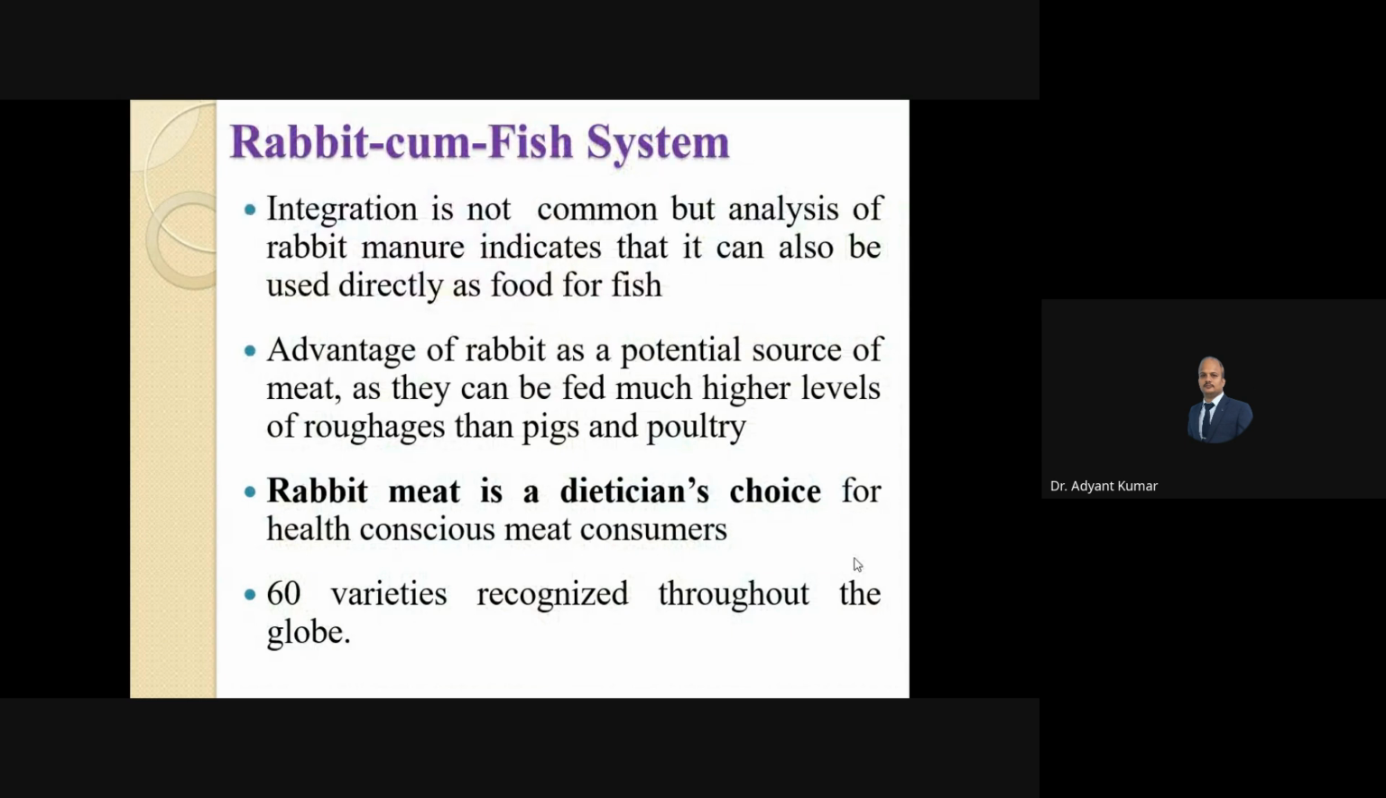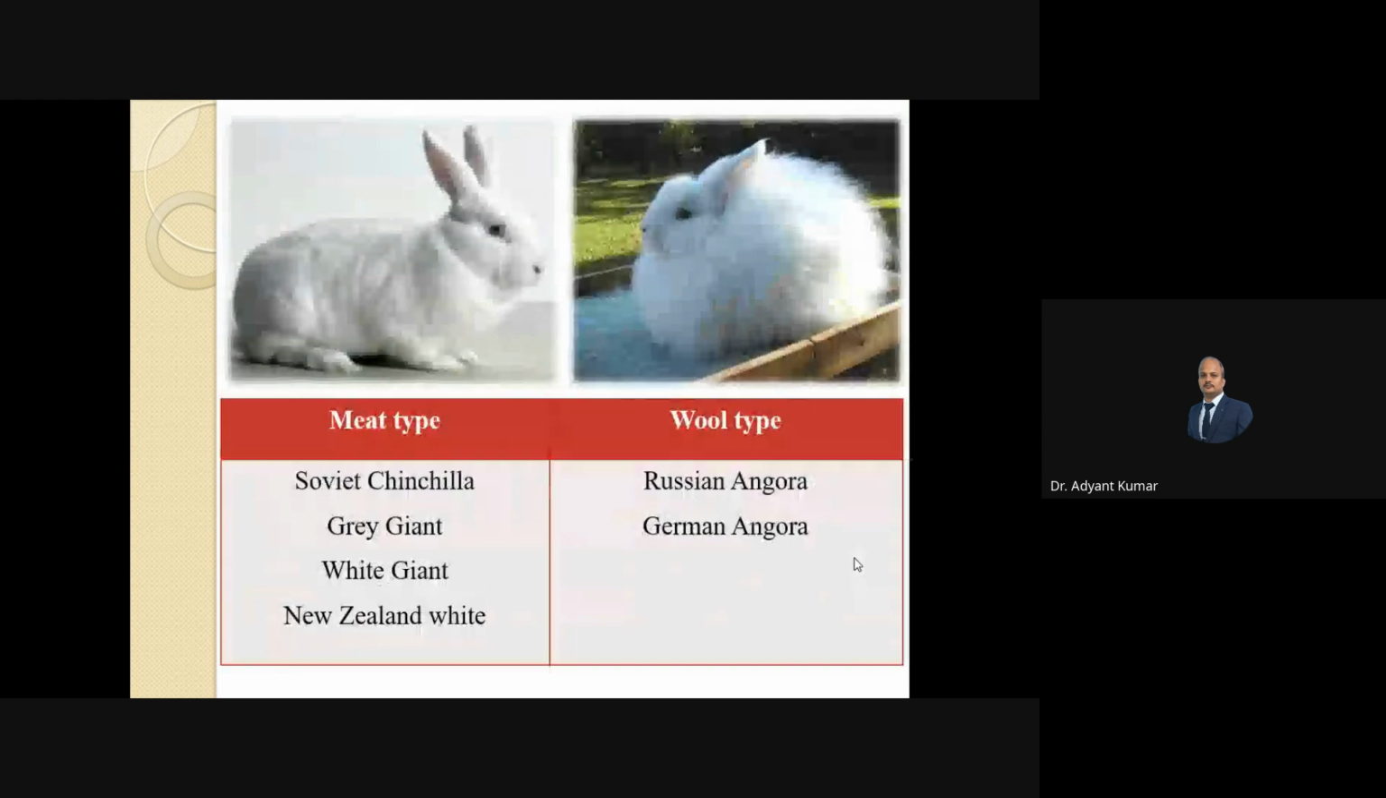This integration is not common, but the analysis of rabbit manure indicates that it can be used directly as food for the fish. Advantage of rabbit as a potential source: rabbit is a potential source of meat, and they can feed on much higher levels of refuse than pig and poultry. Rabbit meat is a dietitian's choice for health conscious meat consumers, and about 60 varieties of rabbit breeds are recognized throughout the globe.